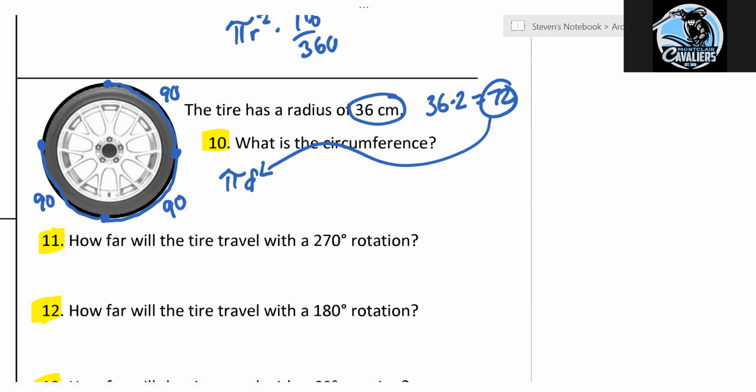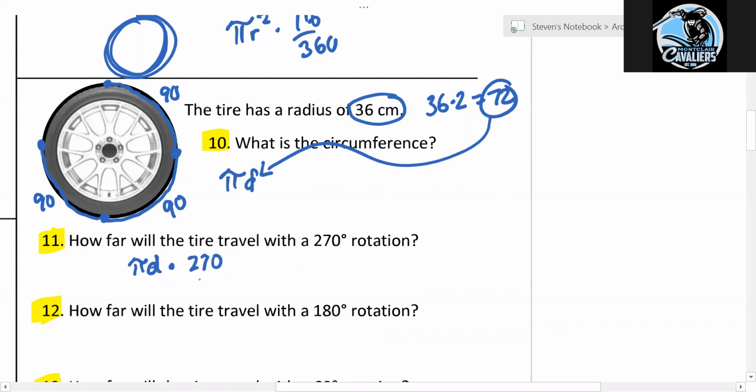So essentially what they're asking us is, what is the length of that tire? How far did you go, right? If I went 3/4 of the tire length. So that's circumference. I'm going to do pi times diameter, which will give us the full length of the entire tire. But I don't want the full length. I just want 3/4 of it, which is why I'm multiplying it by 270 degrees out of 360 total degrees. 270 out of 360 is 3/4. So I just want 3/4 of that.